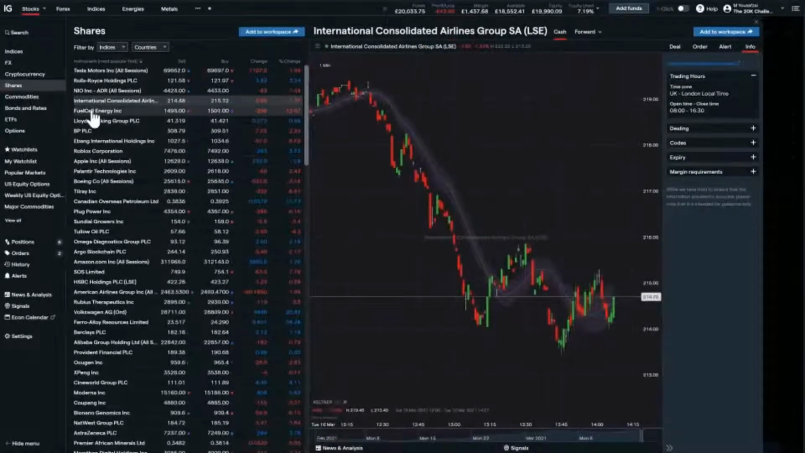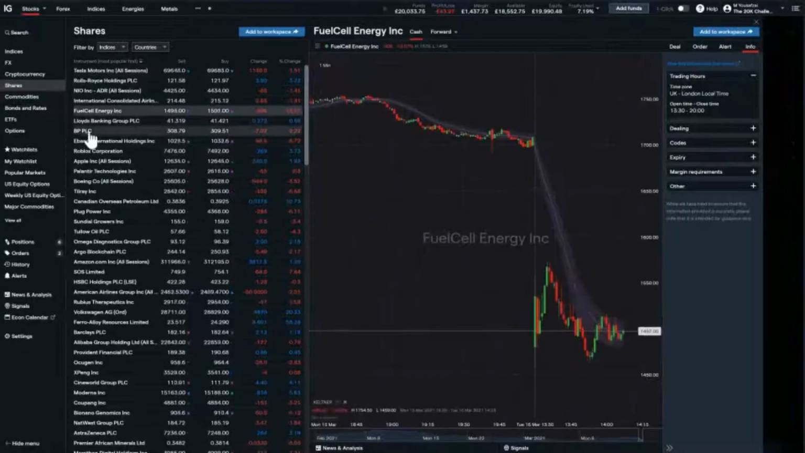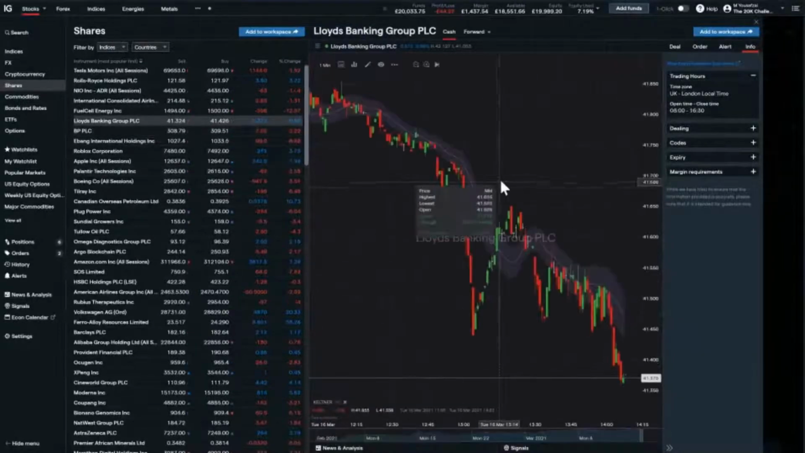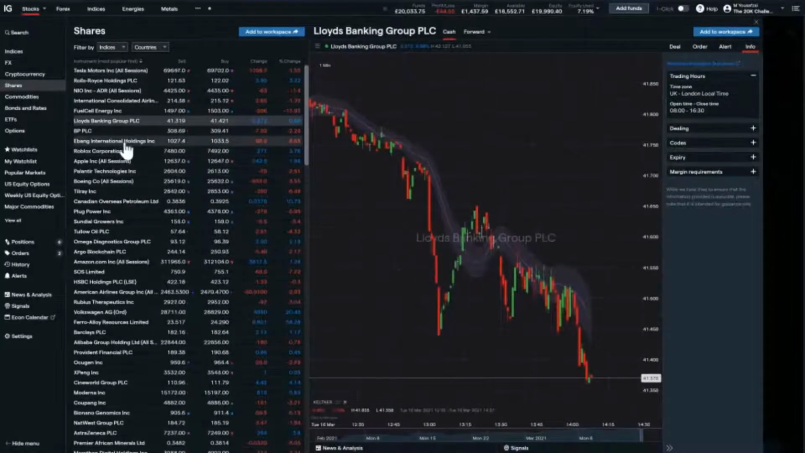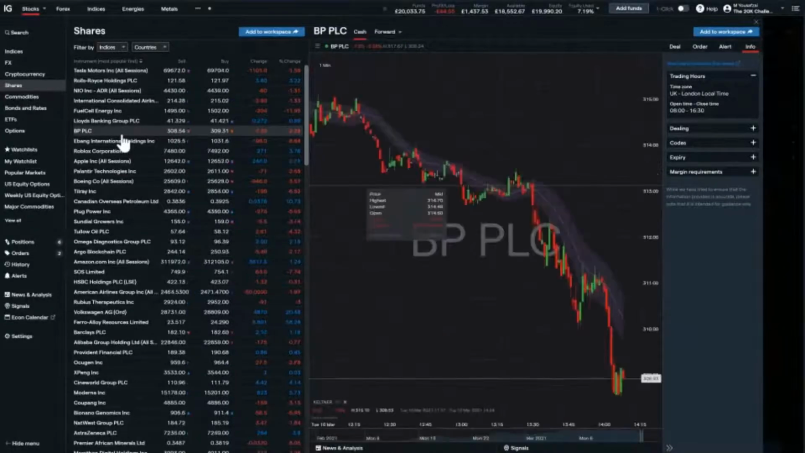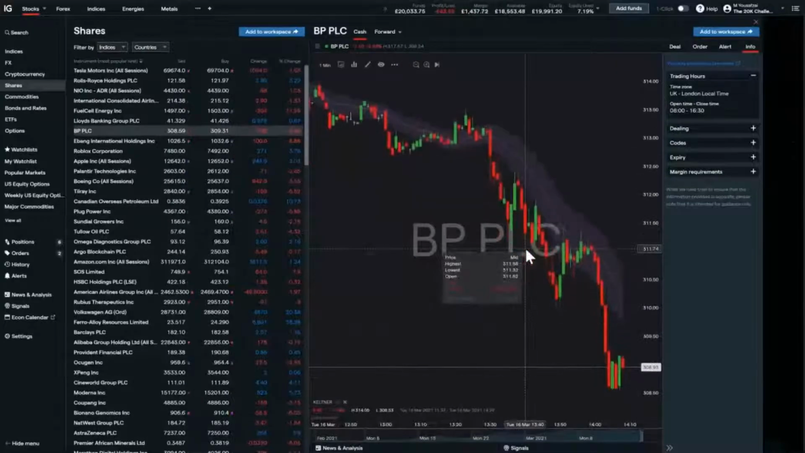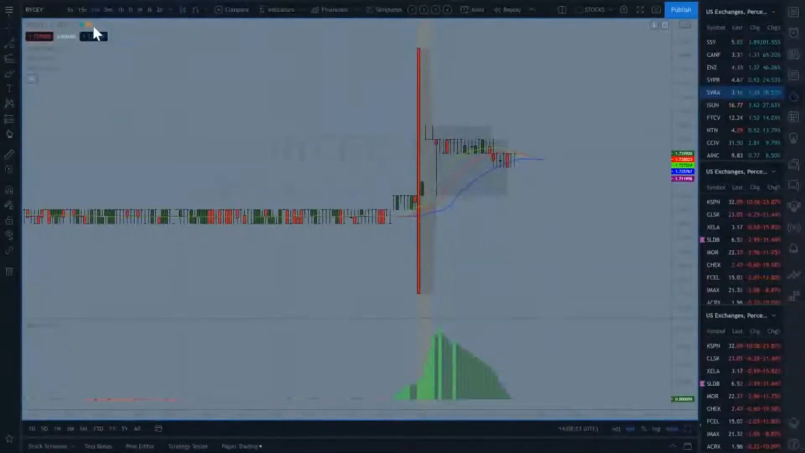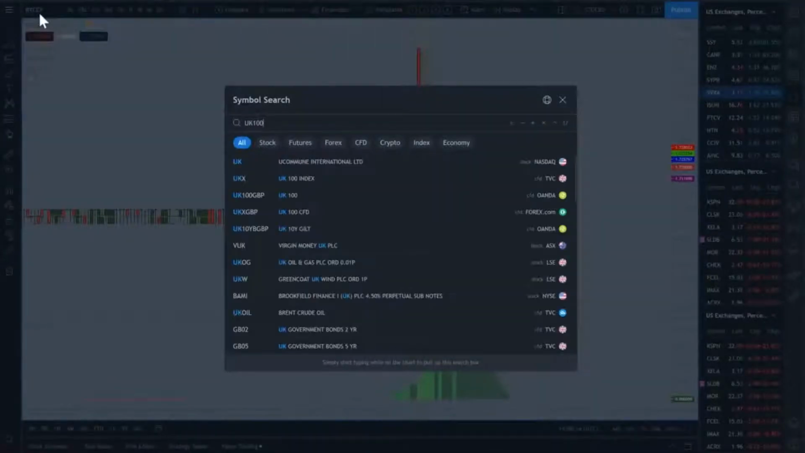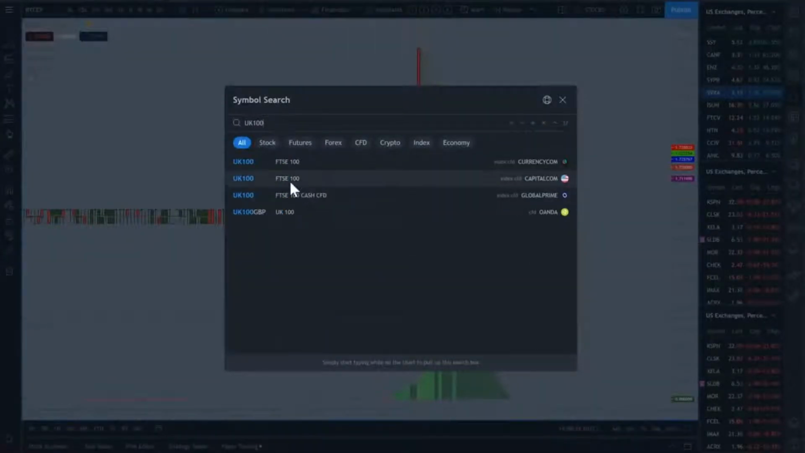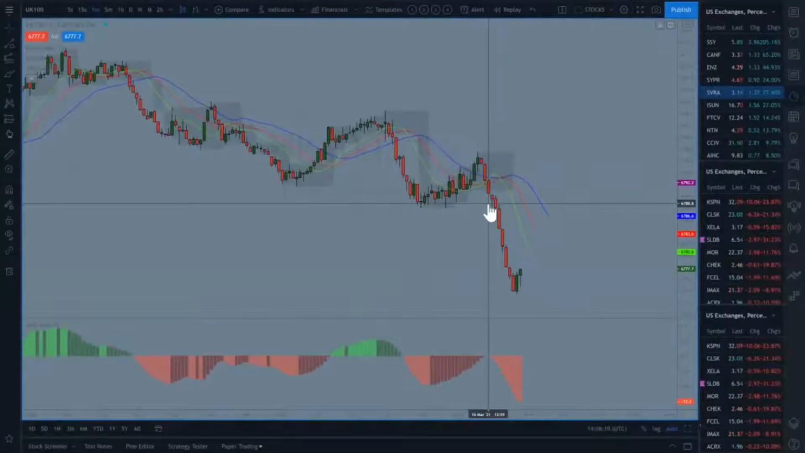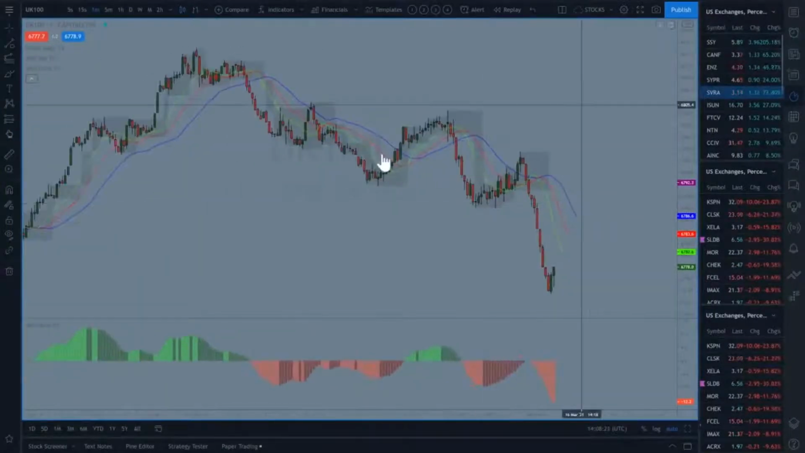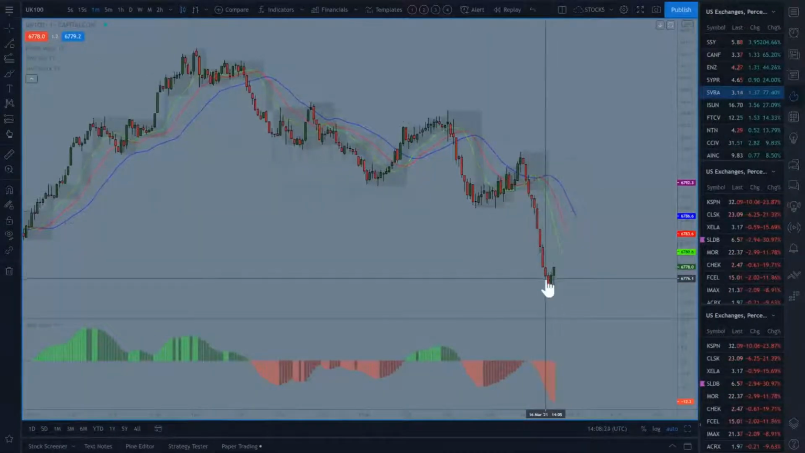Center change. This one has gone down. Lloyd's Banking Group is dropping. So BP had a major drop. So that means that the UK 100 will be dropping. Yes, it is. That was a lovely trade for me.